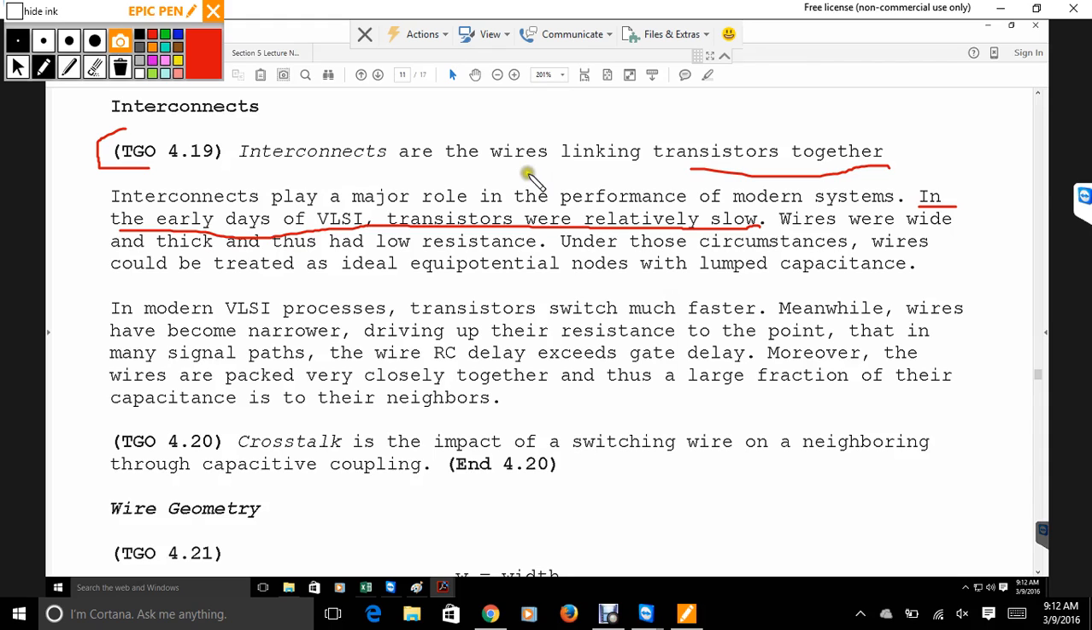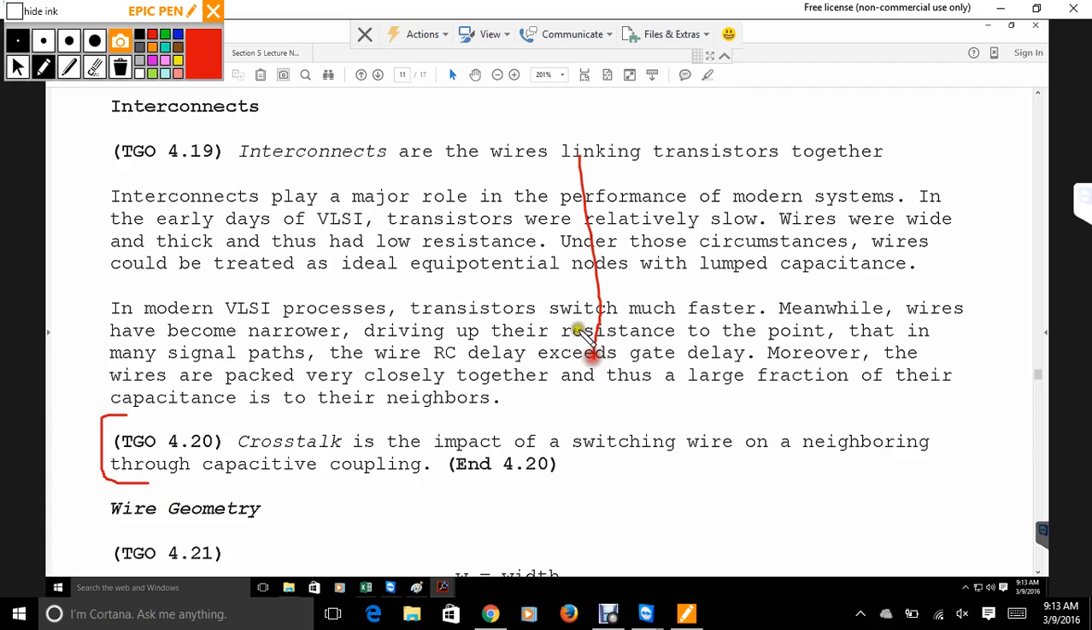So you had these really thick wires, and they had low resistance. However, transistors are switching much faster, so a lot of the power consumption occurs in the wires, and that's because we're going to have to deal with RC delays. Like, oh no, not those again. So often these wires are packed closely together, and a large fraction of their capacitance is to the neighbors. So specifically, this phenomenon that I was just talking to you about is called crosstalk. It's the impact of a switching wire on a neighboring wire through capacitive coupling.